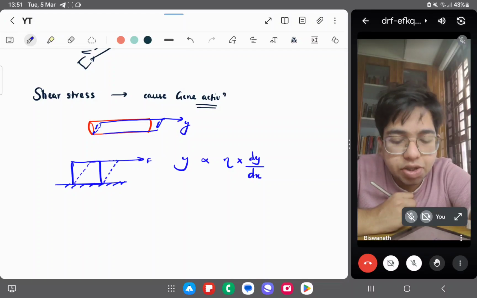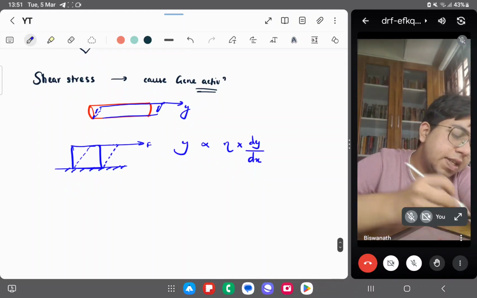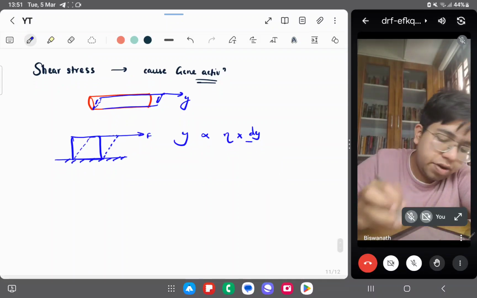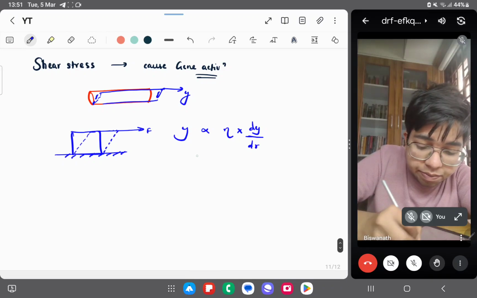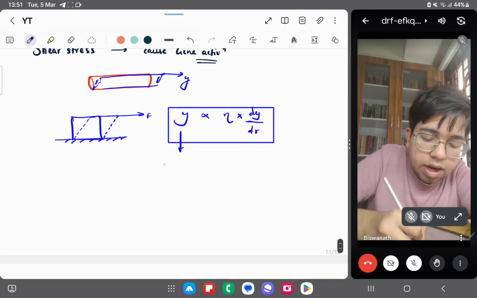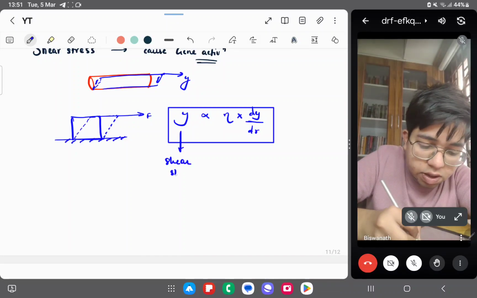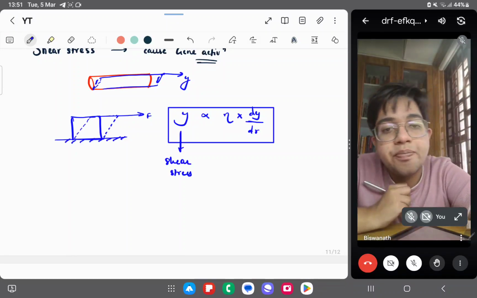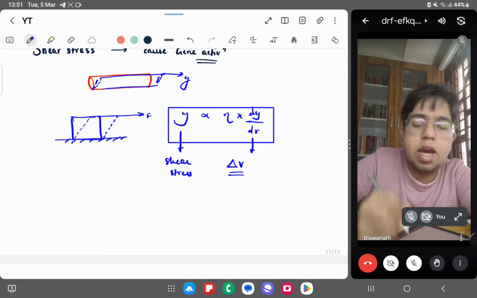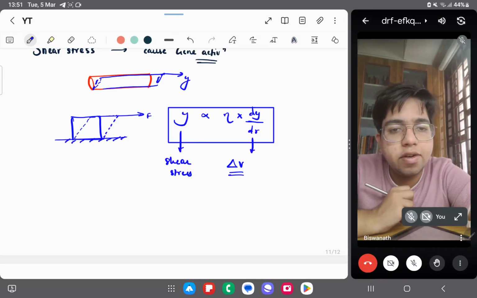So this is the shear stress. Dx you can say, or you can just say dr, because it is the rate. Okay, dr. And this is the shear stress. And this is the velocity gradient, delta v. I'm writing delta v for the velocity gradient to understand well.